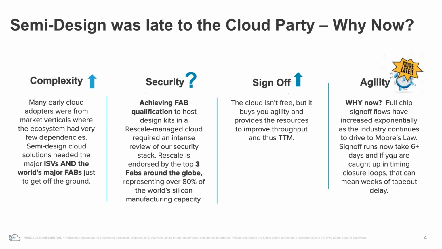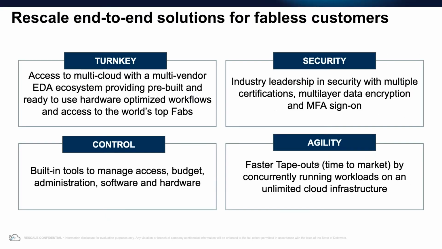And so why do it now? Really, it's all about agility. Without that agility, it's going to be very difficult to get closure on timing, IR analysis, and you need to hit that tape-out window, and it's only going to get harder and harder as you go to 7 and 5 nanometers. So if you think about the typical fabless semiconductor designer, what they're asking us for is a turnkey solution.